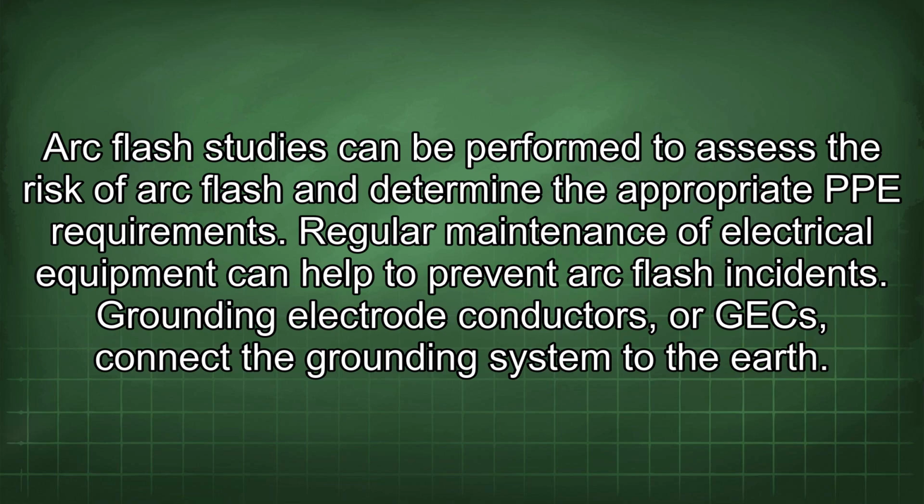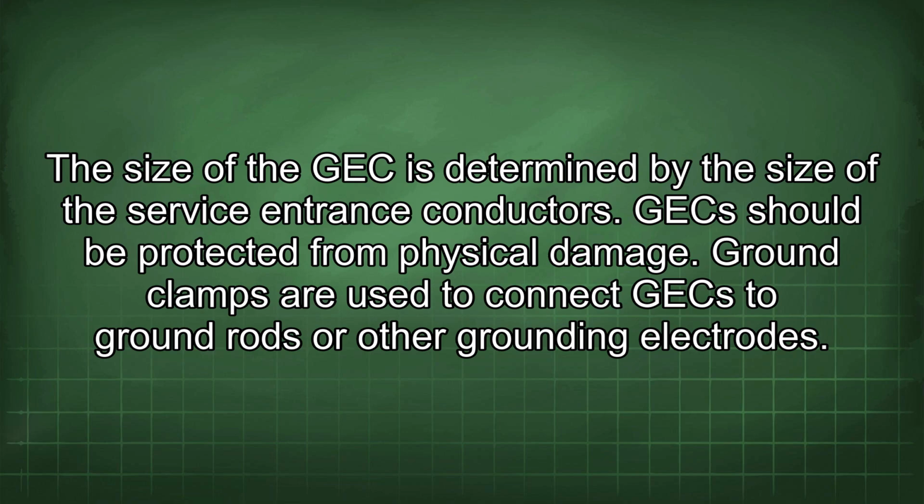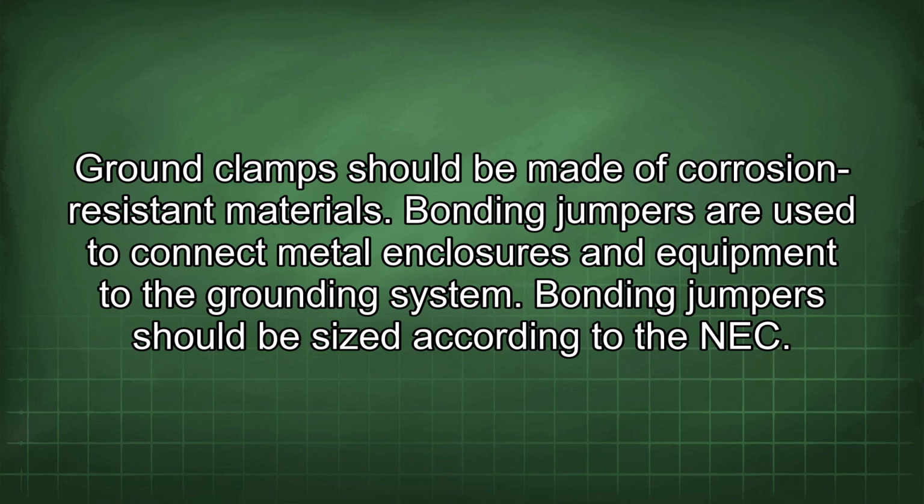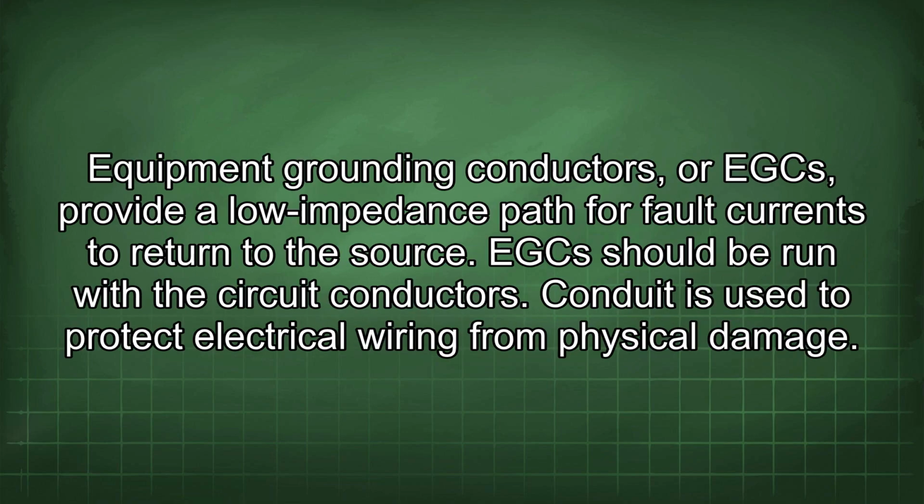Grounding electrode conductors, or GECs, connect the grounding system to the earth. The size of the GEC is determined by the size of the service entrance conductors. GEC should be protected from physical damage. Ground clamps are used to connect GEC to ground rods or other grounding electrodes. Ground clamps should be made of corrosion-resistant materials. Bonding jumpers are used to connect metal enclosures and equipment to the grounding system. Bonding jumpers should be sized according to the NEC. Equipment grounding conductors, or EGCs, provide a low impedance path for fault currents to return to the source. EGC should be run with the circuit conductors.